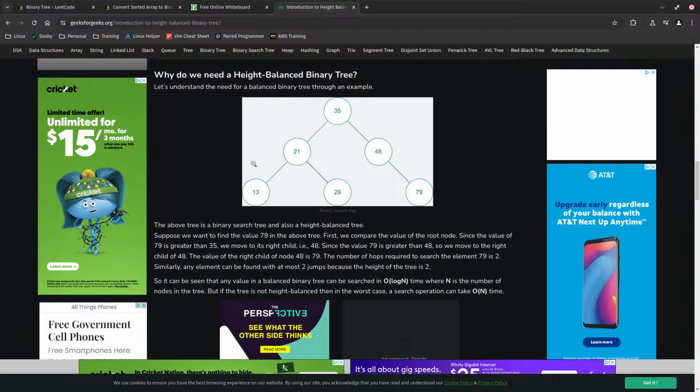So it's kind of like your binary search, where you just do a typical binary search from a sorted array or something.